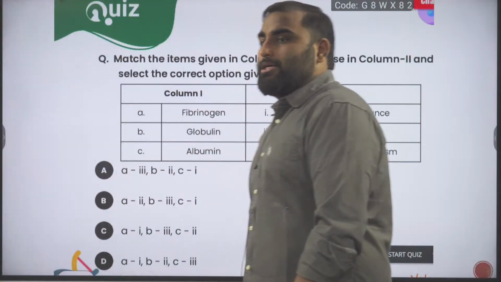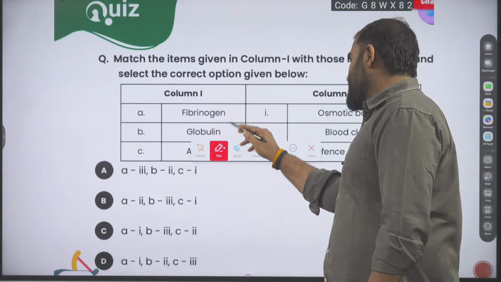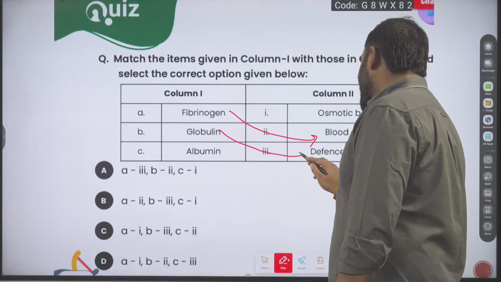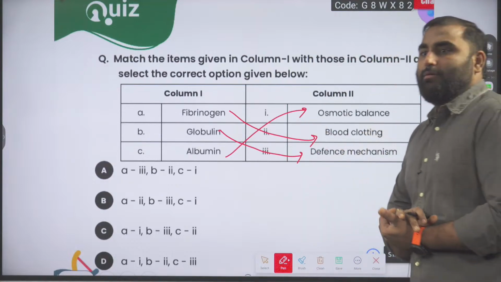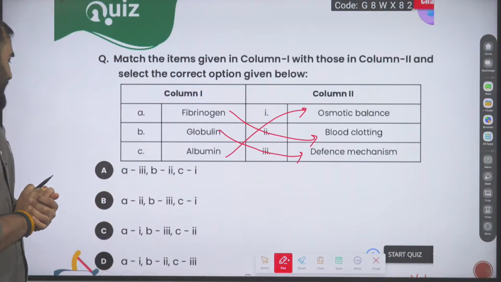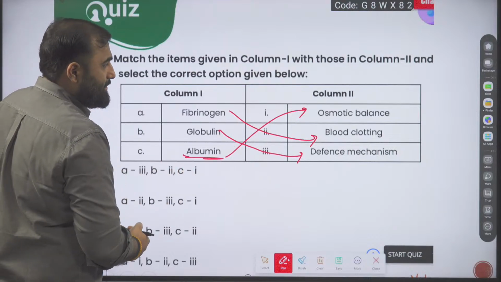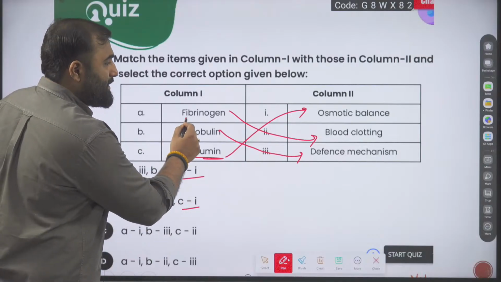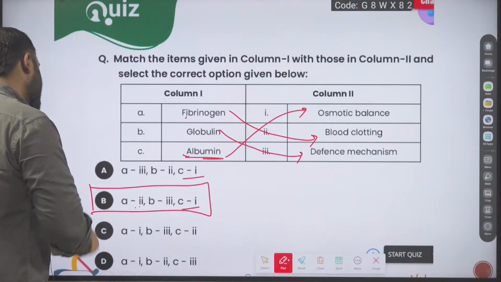So what will fibrinogen do? Just now we studied that fibrinogen is a blood clotting factor. So A will be 2. Globulin is for defense mechanism, so B will be 3. And albumin is used for osmotic balance, so C is 1. Now see what the answer for A is. A is 2, and A is 2 only in option B.